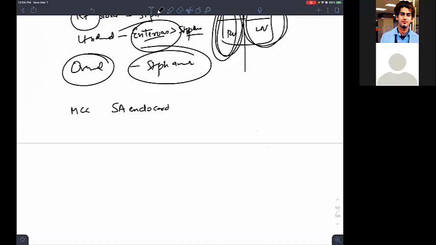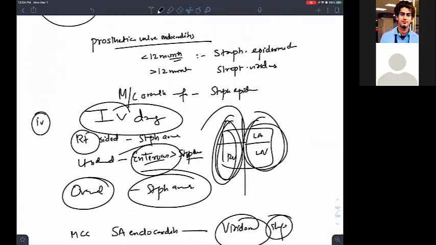Subacute endocarditis. That is Strep viridans. Please remember these points. So I want to conclude. I want to give a brief review of this.